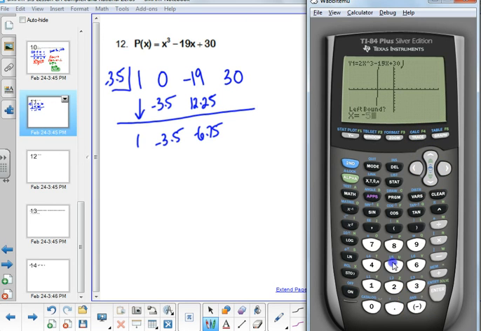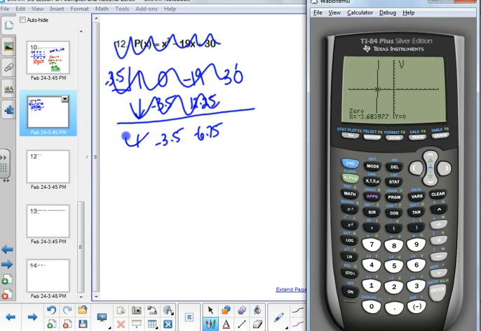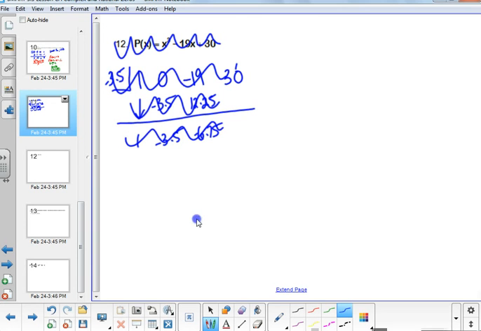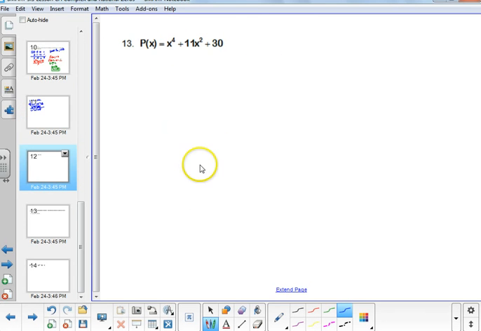Oh, left bound, negative 5. Right bound, negative 2. Oh, that's not pretty at all. I think this problem has a typo in it. We're going to scribble out this question, because I wouldn't have you do this unless you had an obvious x-intercept. Unfortunately, I don't know an easy way to fix it, so it's not something that's doable for us. I apologize. Let's try number 13.